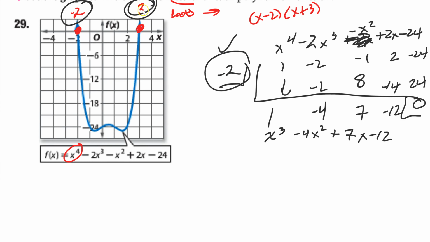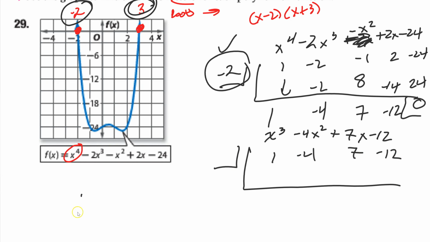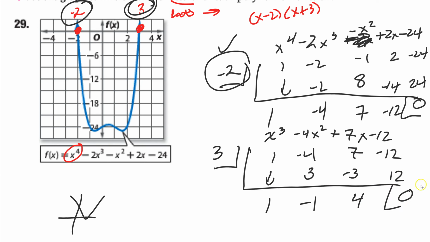I gotta go down again, but luckily, again, I already did -2, that works. Now I gotta do 3. So we're going to do the exact same thing, but now we're going to use 3, because we already used -2. I can only use it twice if it's a double root, like bounces or something. Then you can use it twice. So bring the 1 down, multiply across, add down, multiply across, add down, multiply across. I got another 0. So that's another root.